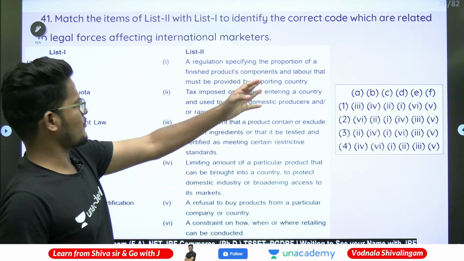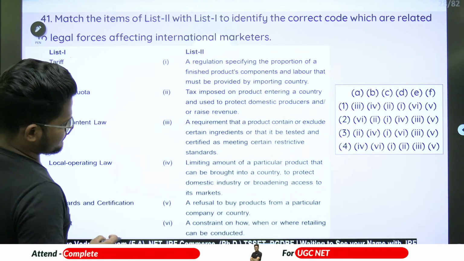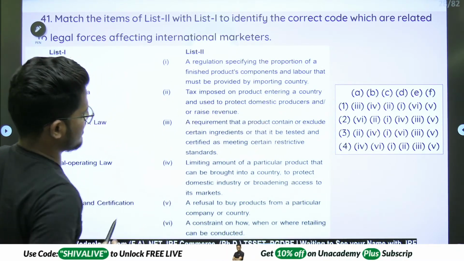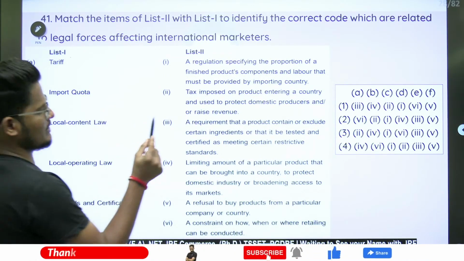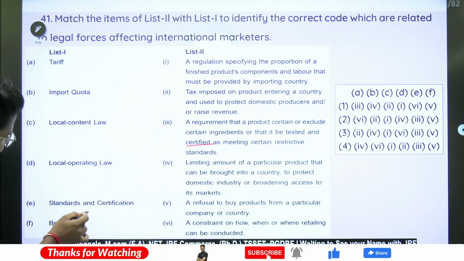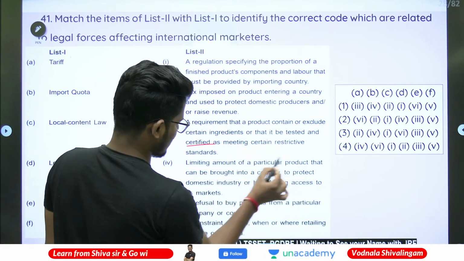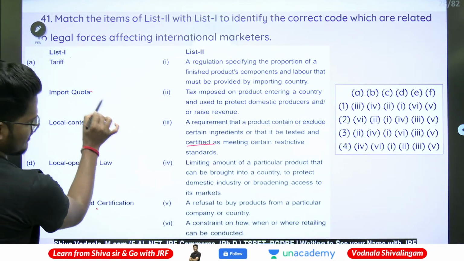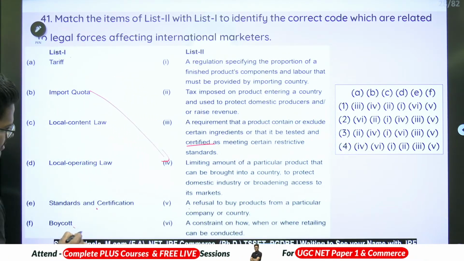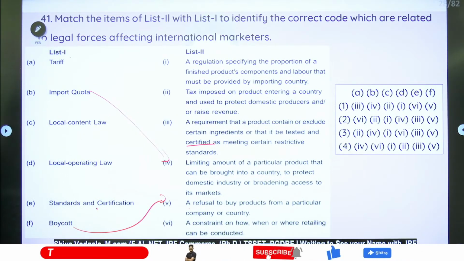Local content law: a regulation specifying a proportion of finished product components and labor that must be provided by the importing country. Tariff: a tax imposed on a product entering a country, used to protect domestic producers and raise revenue also. Standards and certification: a requirement that a product contain or exclude ingredients, to be tested and certified. There is certification also, so certified we can match. Is it matching or not? Please do let me know. Limiting the amount of a particular product that can be brought is a quota. A refusal to buy a product from a particular company is a boycott. Constraint on how, when and where retailing can be conducted.